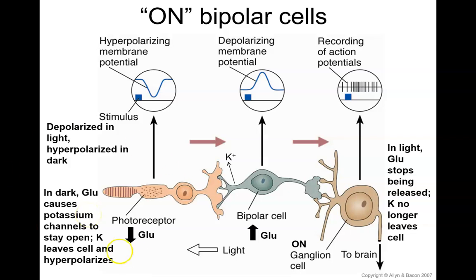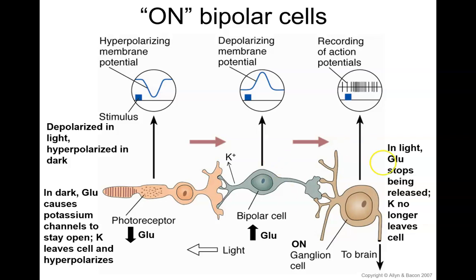So in the dark, as we talked about, the photoreceptor is going to be depolarized. As a result, it's going to release glutamate onto the bipolar cell. And this is going to have a very strange and unexpected effect of hyperpolarizing it. So again, glutamate release from a photoreceptor is going to hyperpolarize a bipolar cell. And this is because bipolar cells have critical potassium channels.